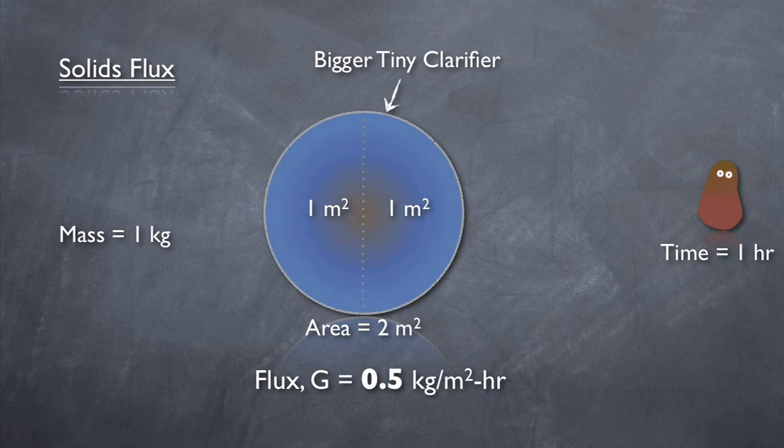Why? Because it is normalized to 1 square meter of clarifier area. The amount of solids going through the clarifier didn't change, but the amount going through 1 square meter did, by half. By using flux, one can compare clarifiers of different sizes and loads on an equal basis.